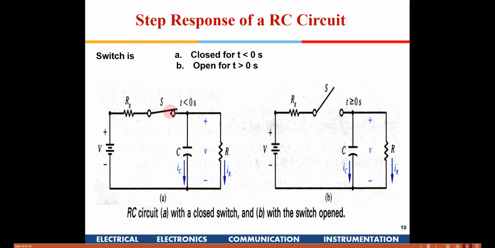So here, for t less than 0, this switch is closed. There will be some initial charge on the capacitor, and then at t equal to 0, this switch is opened. Now we need to find the expression for the capacitor voltage and the expression for the current in this circuit after t equal to 0. So that is the problem statement.